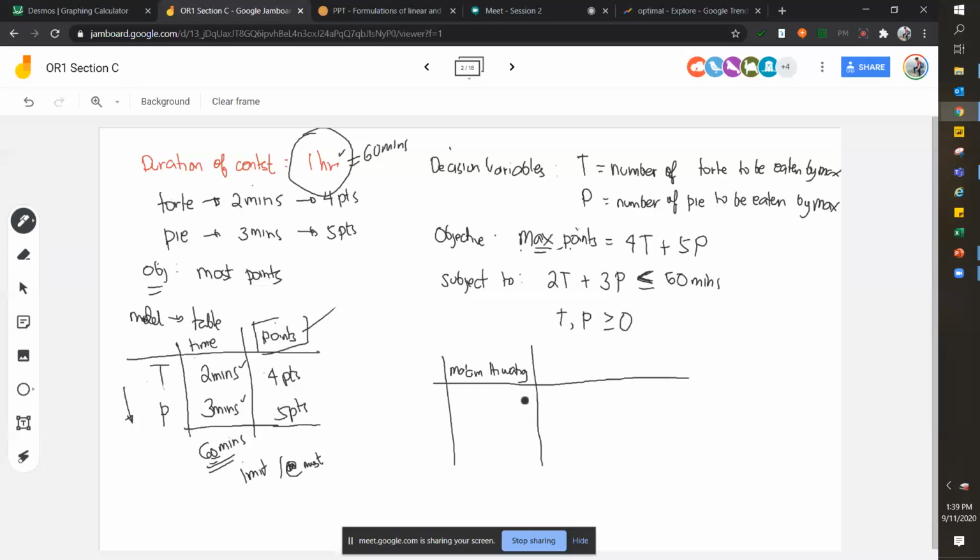Yan, ilang torta, ilang pie, ikaw ang bahala. Kasi ang objective na natin, malaman itong dalawa, or masolusyonan kung ilang torte, ilang pie yung kailangan kainin that will give us the maximum points.